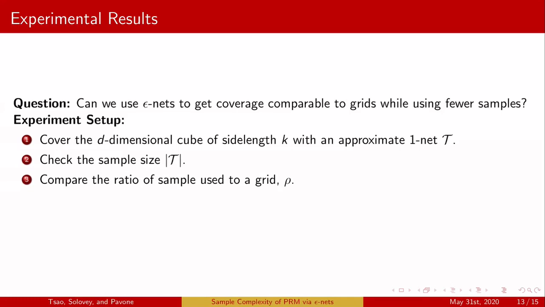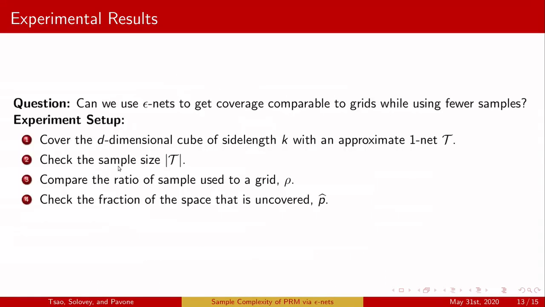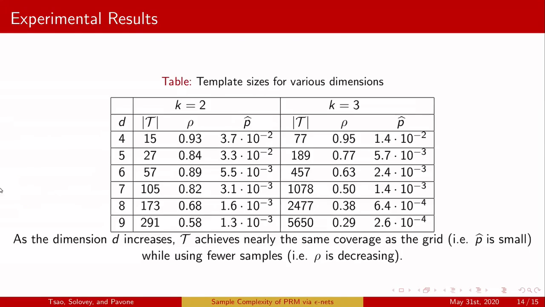So that's why. We're going to measure the size of the set we get and compare it to the size of an equivalent grid. So the ratio rho is going to be the number of points in our set divided by the number of points in the grid. And then see what fraction of the space is uncovered, right? So this should be small if our algorithm is good. And what we see here is that for high dimensions, the fraction of points we use compared to the grid is very small, and the fraction of the space that is uncovered is also very small. So what this basically means is that for large dimensions, epsilon net based sampling achieves nearly the same coverage as grids while having significantly fewer samples.